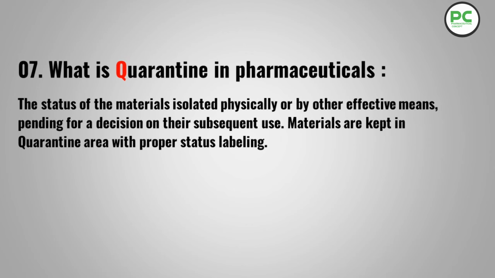What is quarantine in pharmaceutical? The status of the materials isolated physically or by other effective means pending a decision on their subsequent use. Materials are kept in the quarantine area with proper status labeling.